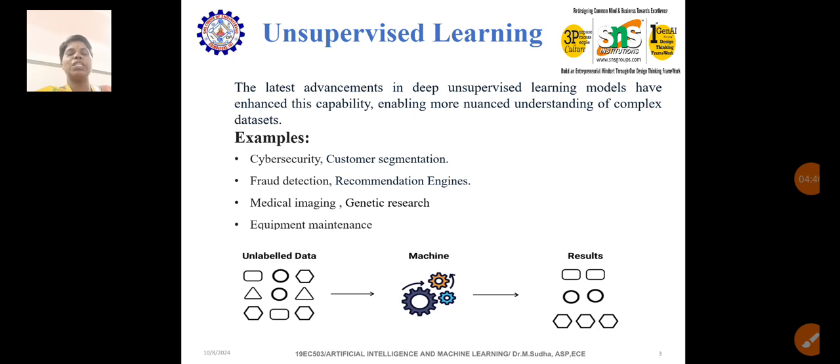The machine will cluster together, and the clustering will be done based upon size, shape and color. Depending upon the input, it will cluster and analyze, and then send to the results page. See the result here: the rectangular shapes are given separately, the round or circle shapes are separately given, and the hexagonal ones are also separately given. This is how it takes place.